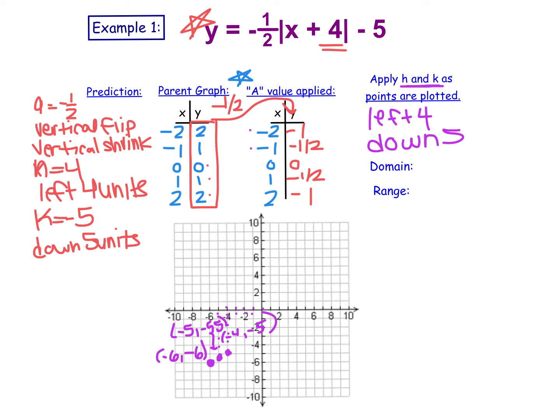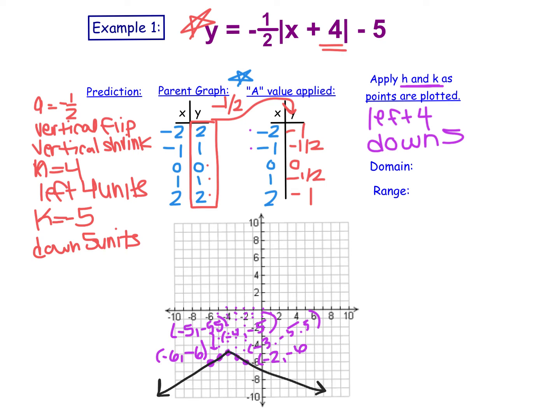Then we go to our next point of 1, negative 1/2, when we go 1, 2, 3, 4 to the left, 1, 2, 3, 4, 5 down. So here I'm at the point x is negative 3, y is negative 5.5. And then finally we go to 2, negative 1. So we're then going to move that to the left, 1, 2, 3, 4, down 1, 2, 3, 4, 5. So here we're at x is negative 2, y is negative 6. And then I can take my straight edge and graph that.